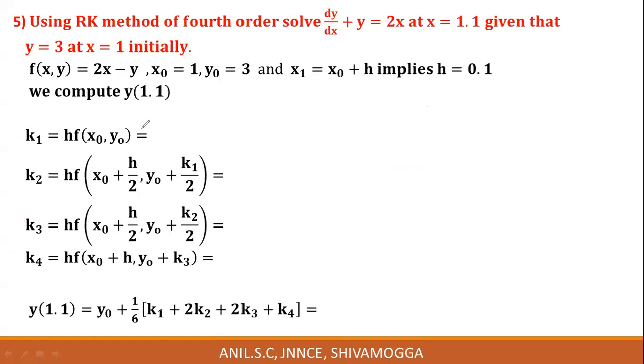First, we find k1. k1 is given by h into f of x naught comma y naught, where h is 0.1, into f of x naught comma y naught, x naught is 1 and y naught is 3. This is equal to 0.1 into, now this takes f of x comma y form, and f of x comma y is defined as 2x minus y. 2x is 2 into 1, minus y, minus 3. Rest you do. Simplify this.